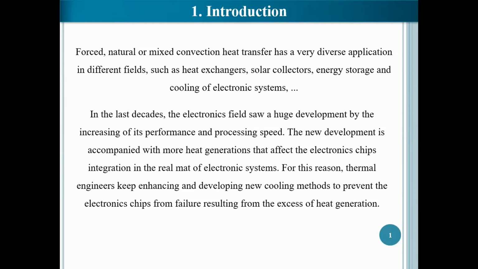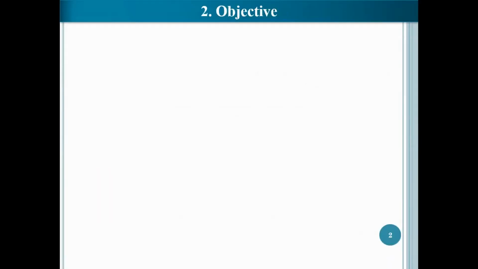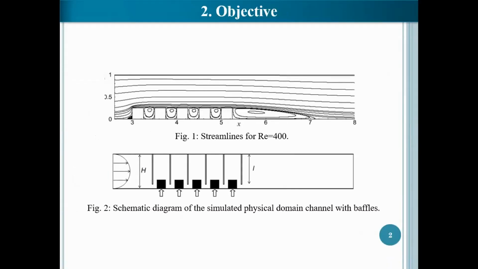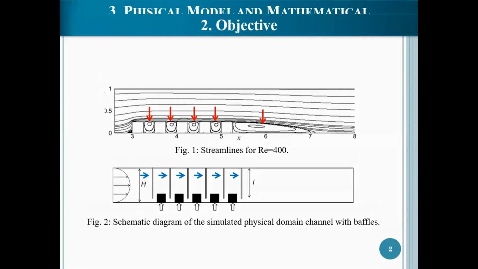We pass to the objective of this study. As shown in figure 1, the stagnant fluid, as a warm air vortex after each heat block, reduces the heat transfer in the rear face of each block. To avoid this problem, we will use long baffles as in figure 2. The aim is to perform a comparison between the cases with and without long baffles and see the effect of long baffles on the flow structure and heat transfer.